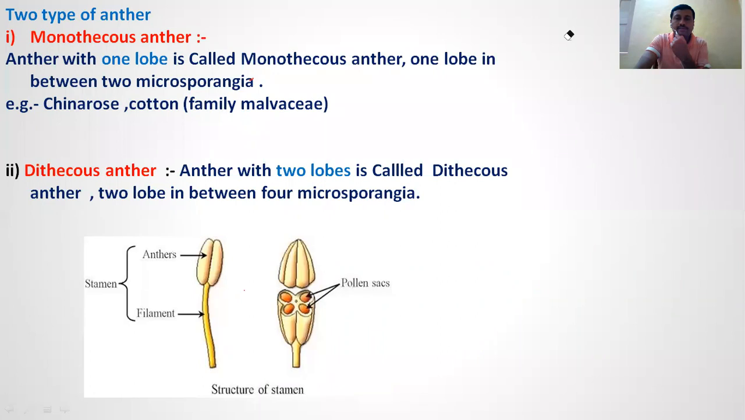In between the anthers are two lobes present, and this is called diathecous. In between these two lobes, four microsporangia are also present. Microsporangia are also known as the pollen sac, where the pollen grains are deposited.